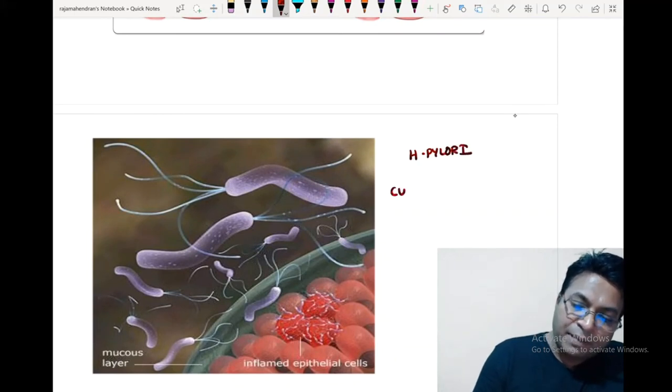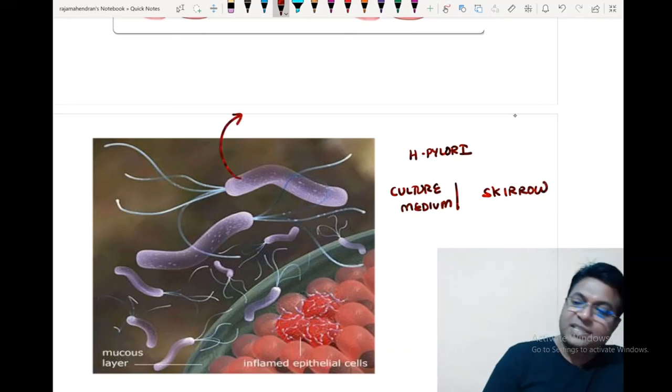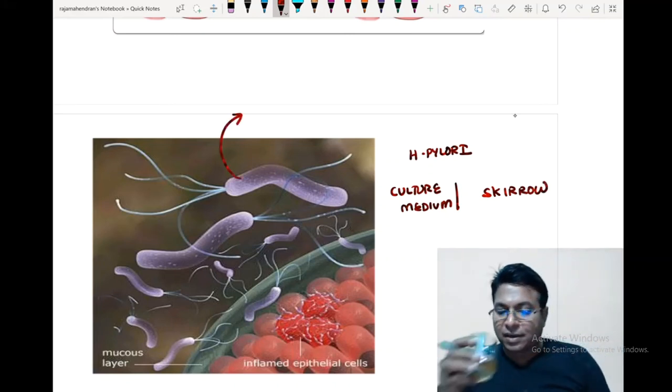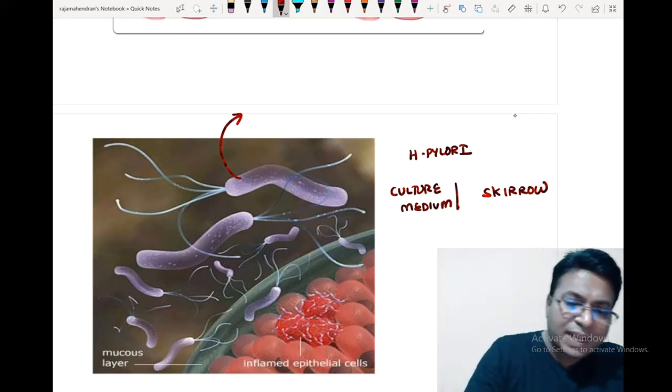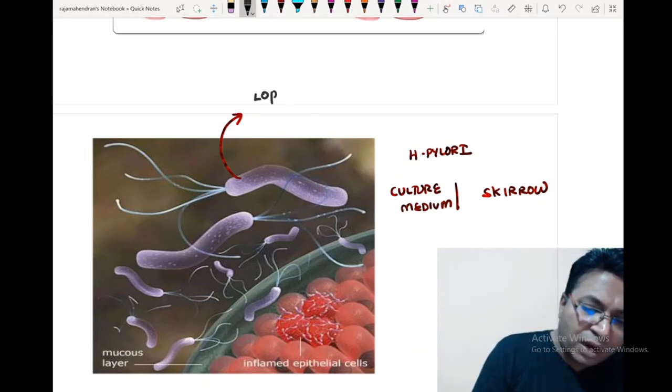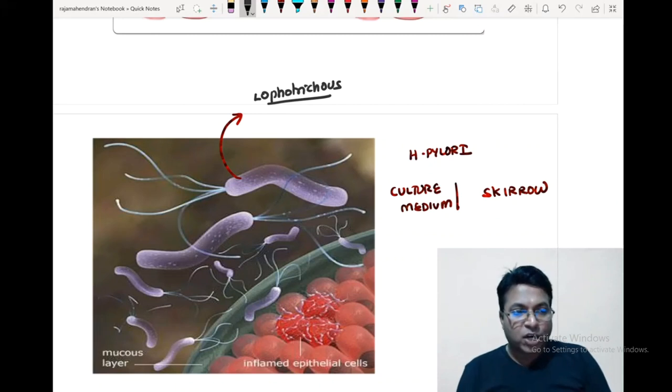The culture medium for this organism, from microbiology. What is the answer? The culture medium is Skirrow medium. And what type of flagella is seen? It is a lophotrichous flagella, multiple flagella on one side, not short gastric.